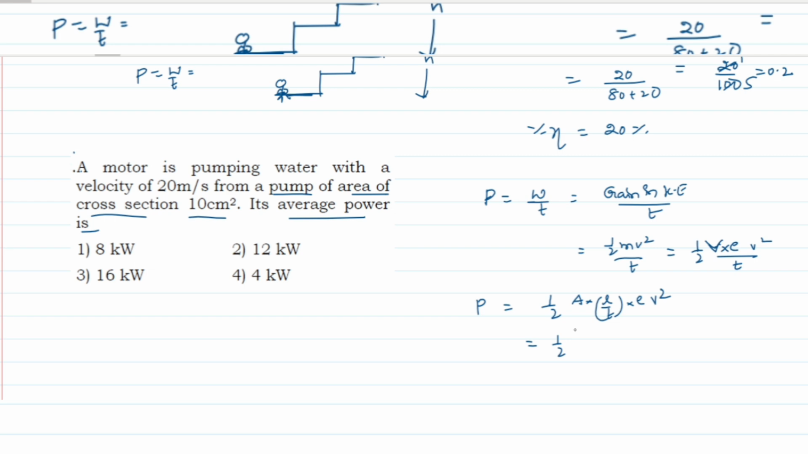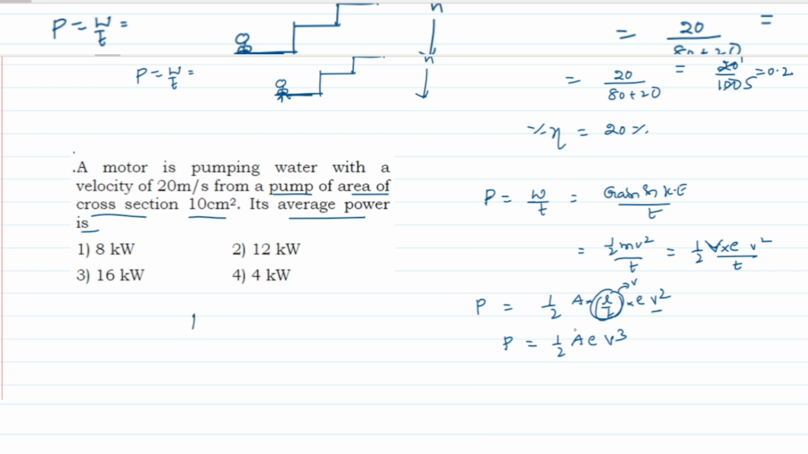Here distance by time, the distance covered by the water in a given time, is called velocity. So A into rho into V square, and here this represents one more velocity, V into V will be V cube. So this is the formula for the average power: P equals half into A into rho into V cube, where V is the velocity.